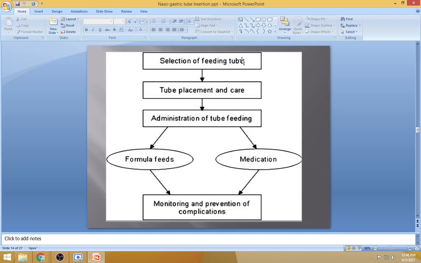First we will select the tube size, the right size, then place the tube in the right position, then administer the feeding formula, for feeding or for medication. After that we have to administer, monitor, and do the documentation. Okay.